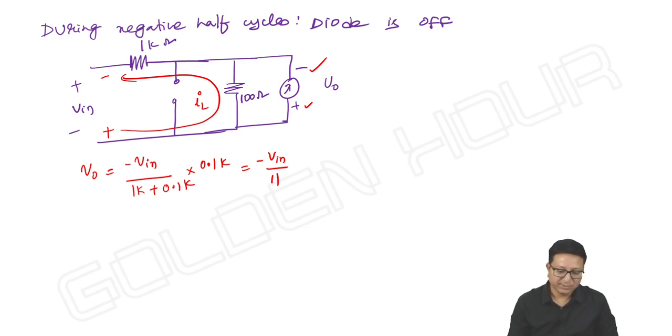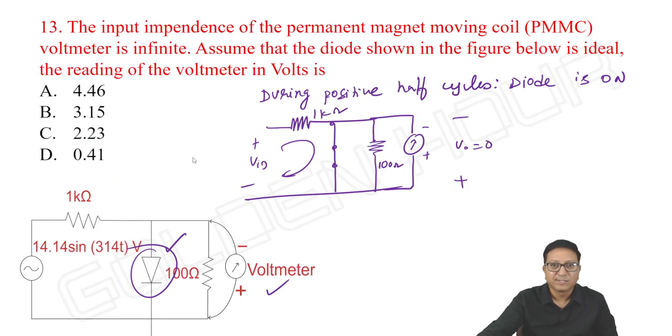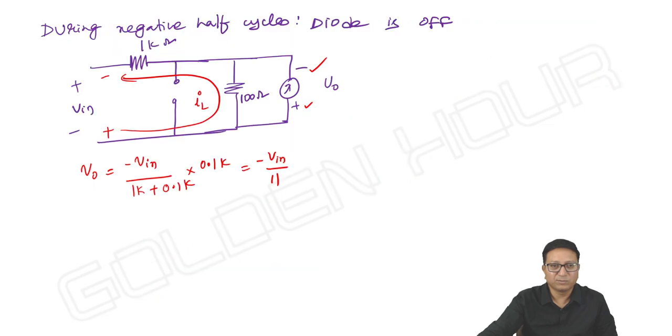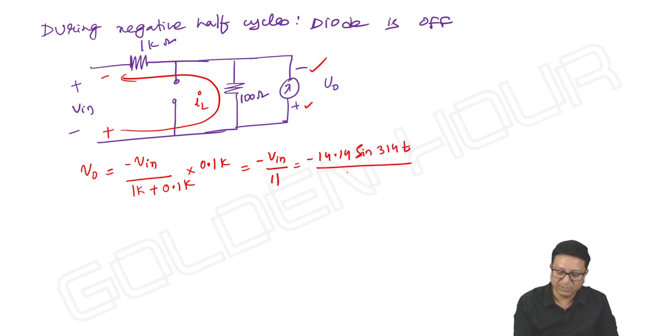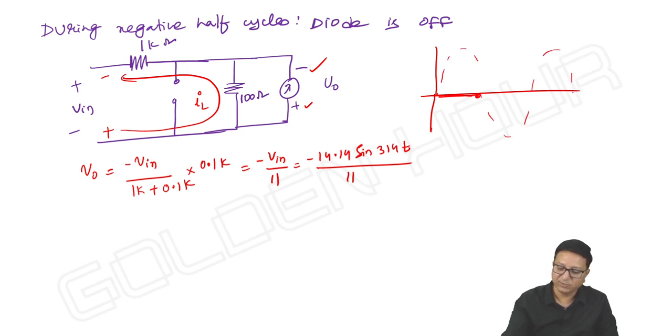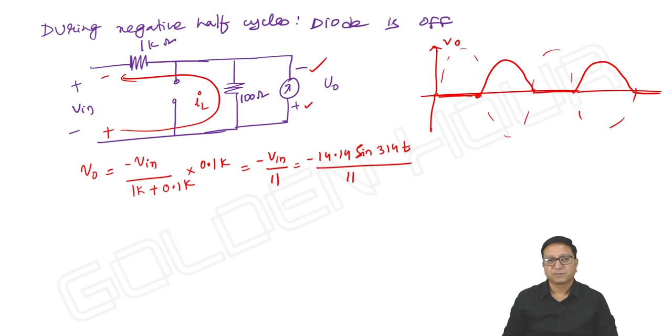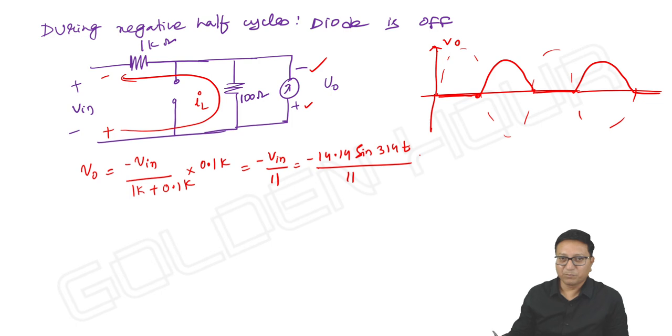Then what about V input? Its value is 14.14 sine 314t, divided by 11. Once you get the output equation, for positive cycles it is 0, and if you take the output waveform, in positive cycles the output is 0. In negative cycles, input is negative but the output is positive, because input is negative, and minus of negative, output will be positive. This way we can see the output waveform. The equation is looking like minus Vi, but as the input is negative, negative of input is positive.